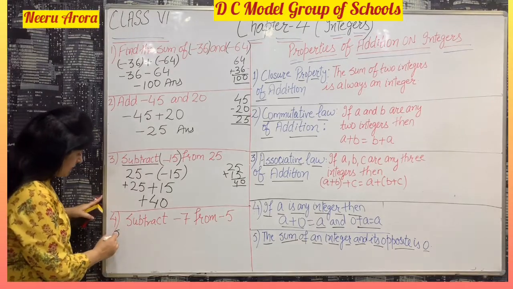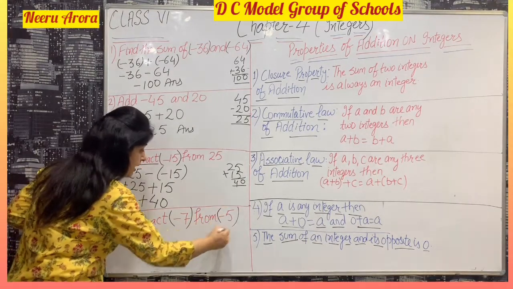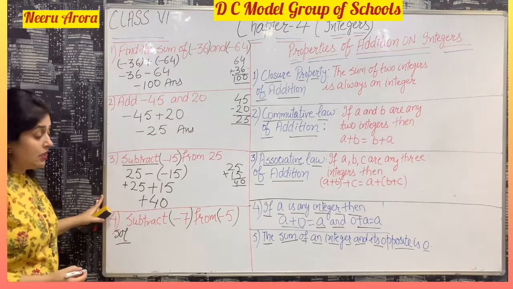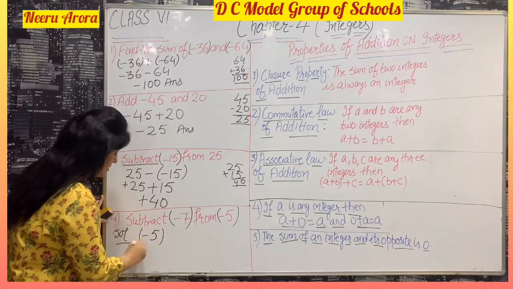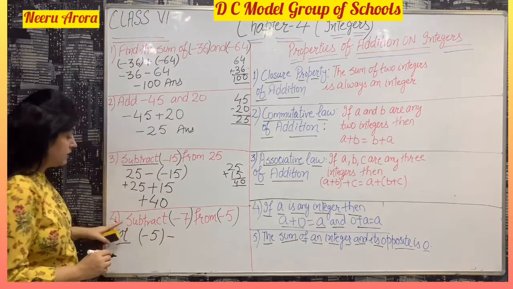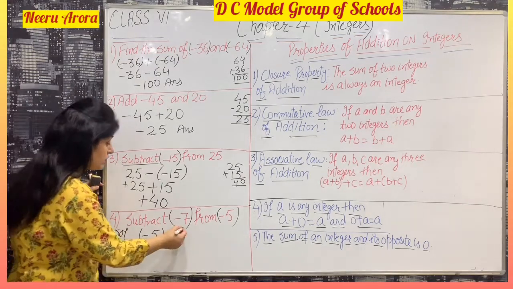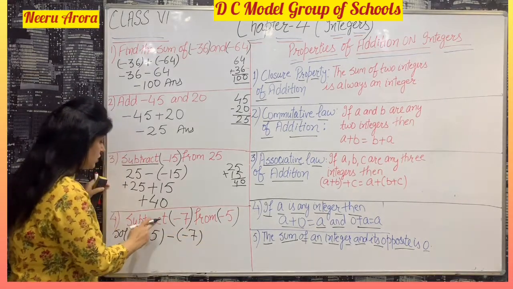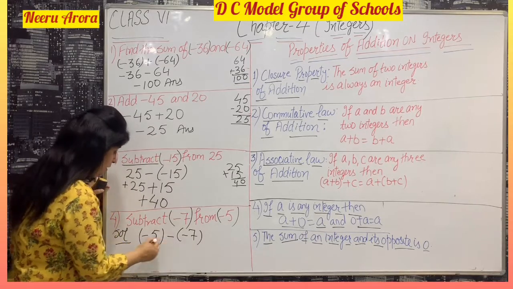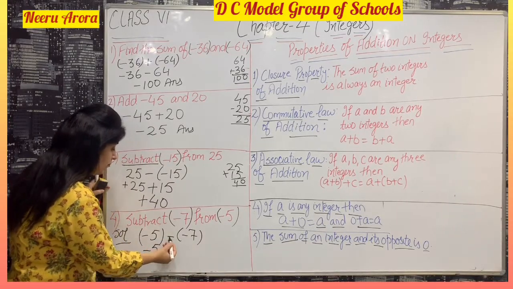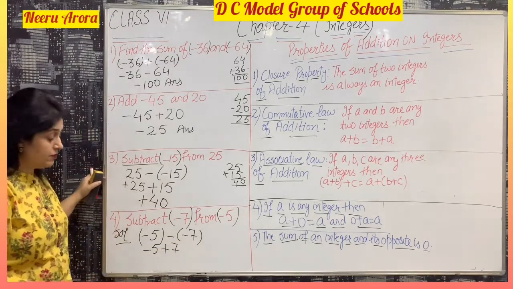Next question. Subtract minus 7 from minus 5. Minus 5 comes first. Now we want to subtract. Subtract means which sign? Minus. What we want to subtract? Minus 7. So subtract minus 7 from minus 5. Now minus 5 remains as it is. Minus minus plus. Minus into minus, it is plus.